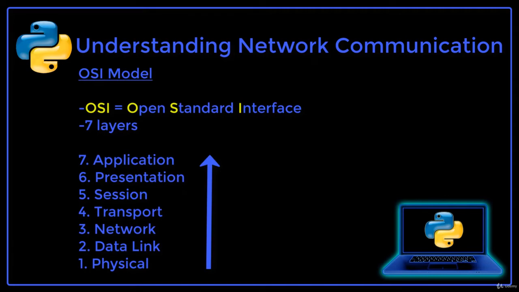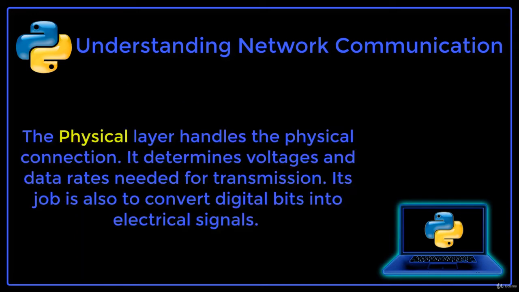OSI stands for Open Standard Interface, and the OSI model has 7 layers. The 7 layers of the OSI model are the physical layer, data link layer, network layer, transport layer, session layer, presentation layer, and application layer. The physical layer handles the physical connection. It determines voltages and data rates needed for transmission. Its job is also to convert digital bits into electrical signals.